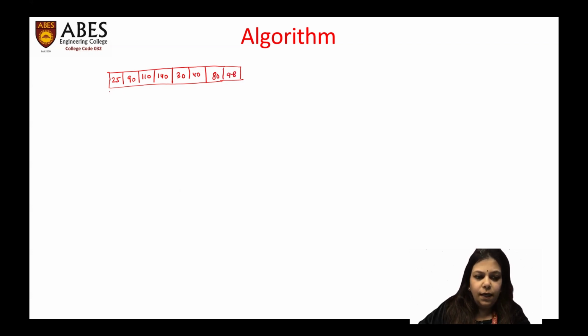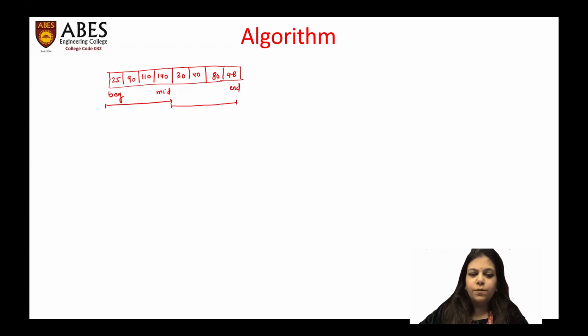So we are considering that the elements from beginning to mid form one part of the array, and from mid plus 1 till end forms the second array. Now we have to sort these arrays and store the result back into the original array. Suppose the name of the array is AR.